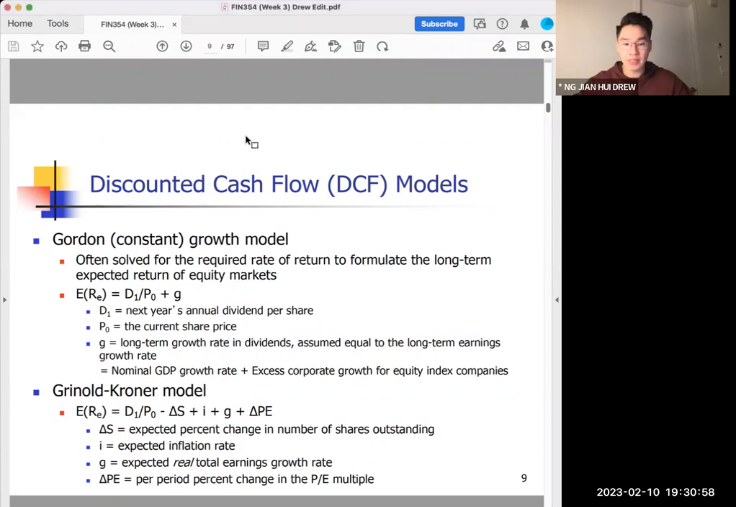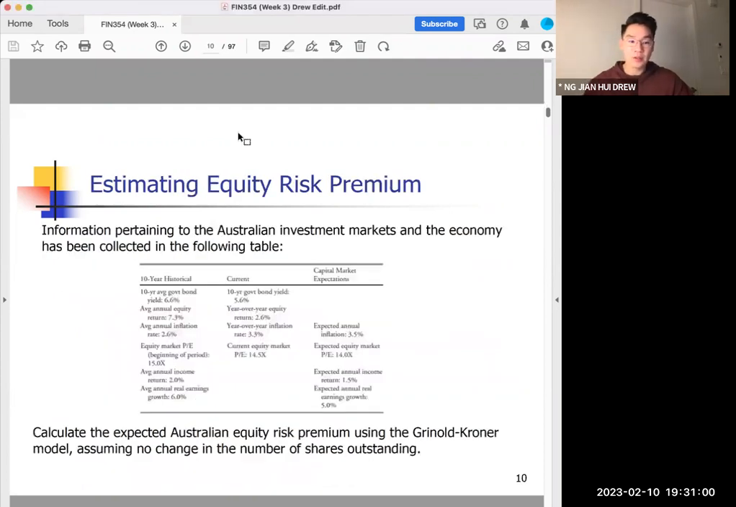So there is an example for this because this is a new concept. So we have this information here for the market: the current, the 10-year historical, and the capital market expectation. Now we want to calculate the Australian equity risk premium using this Grinold-Kroner model. The important thing is there's no change in the number of outstanding shares.